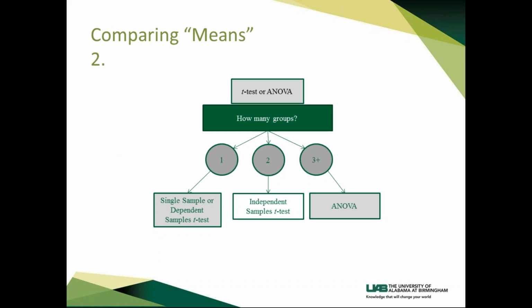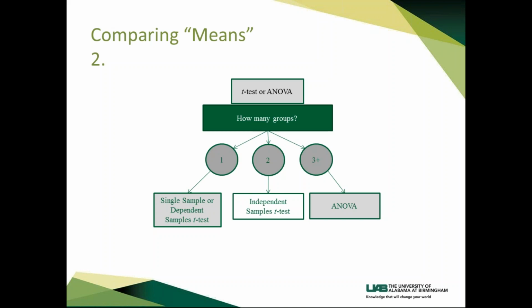So let's break it down more. Going into that group that has one independent variable, that could be any of these tests right here. It could be either a single sample or dependent/paired samples t-test, an ANOVA, or an independent samples t-test. There are possibilities we have, so if we have one independent variable, we need to know how many groups or how many levels within that independent variable do I have?